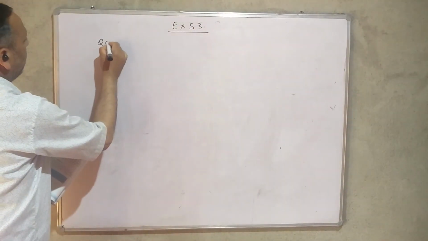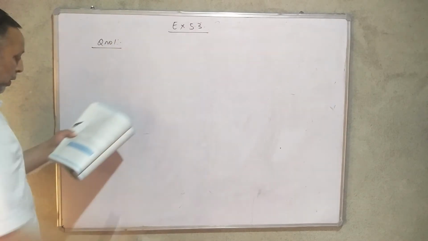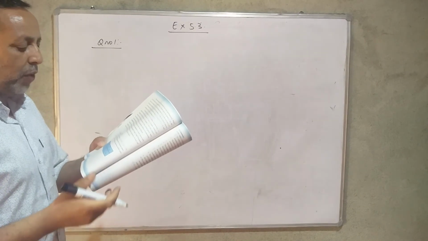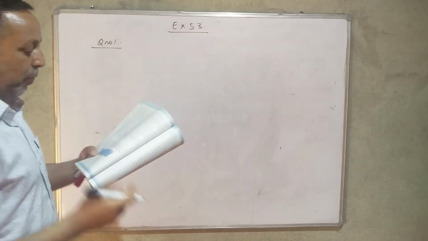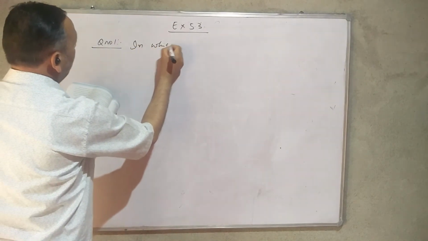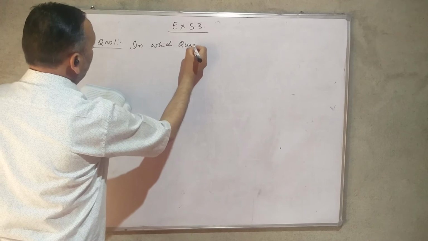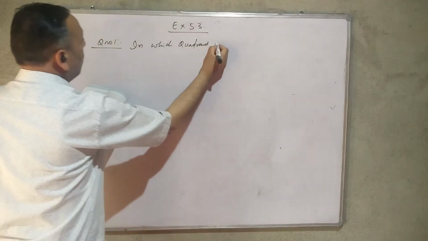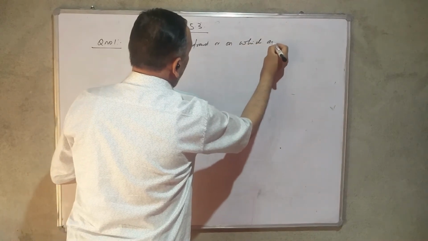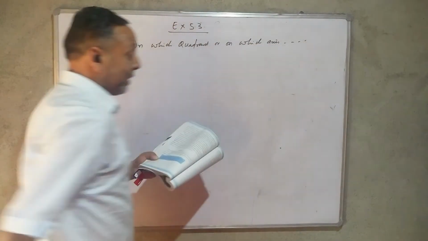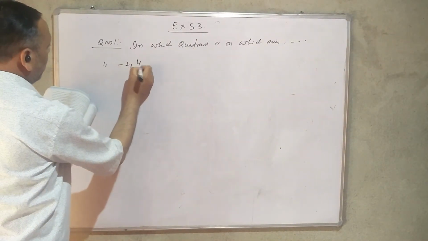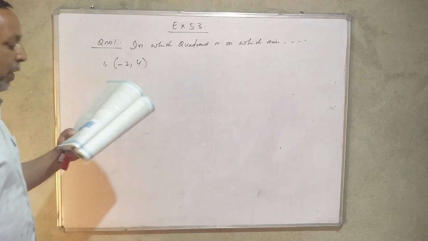Question number 1. In which quadrant or on which axis do the following points lie? First is -2, 4.